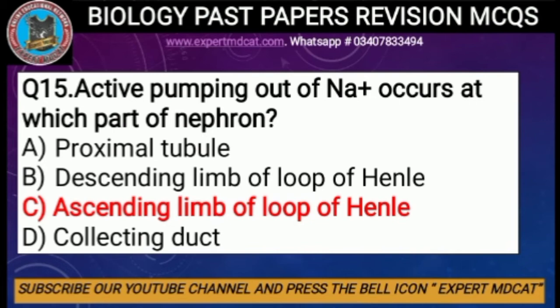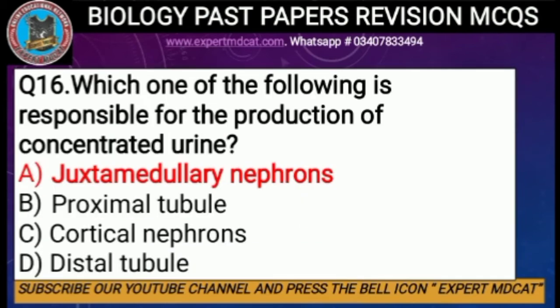Because uptake of sodium ions by aldosterone occurs at the ascending limb of the loop of Henle, while absorption of water takes place through the descending limb of the loop of Henle. So here we have been asked about uptake of sodium ions, and that occurs through the ascending limb of the loop of Henle. So question number 16 is, which one of the following is responsible for the production of concentrated urine?